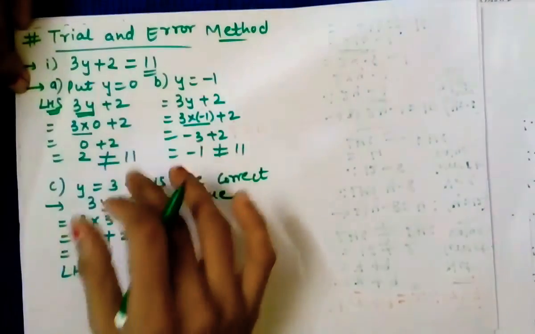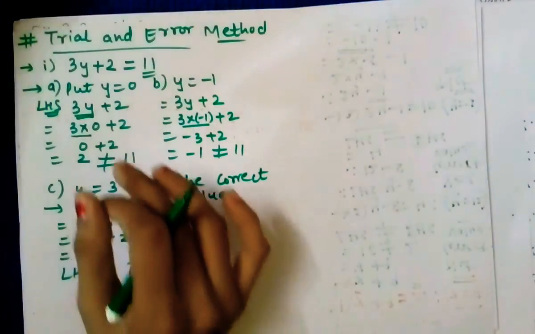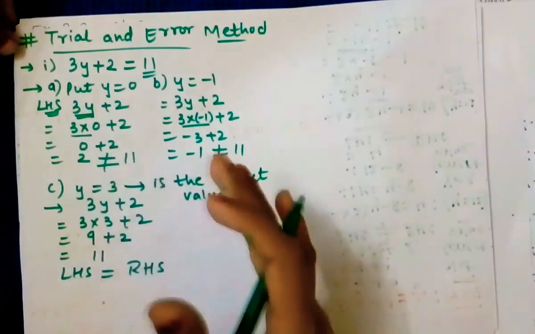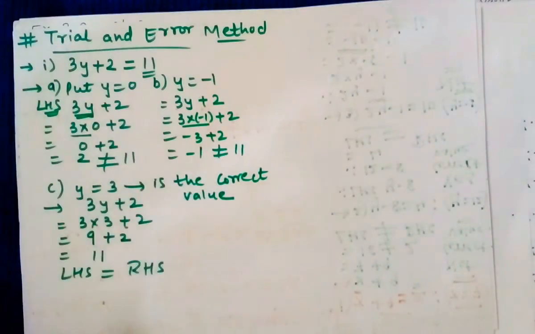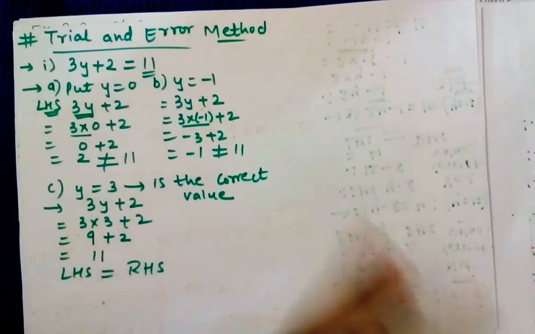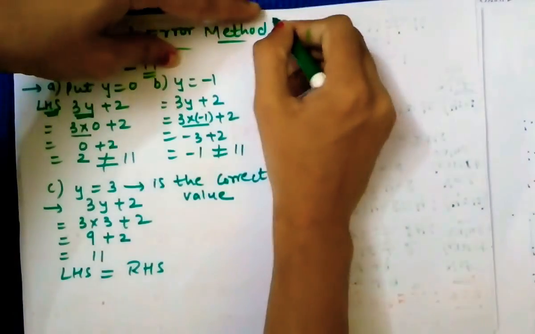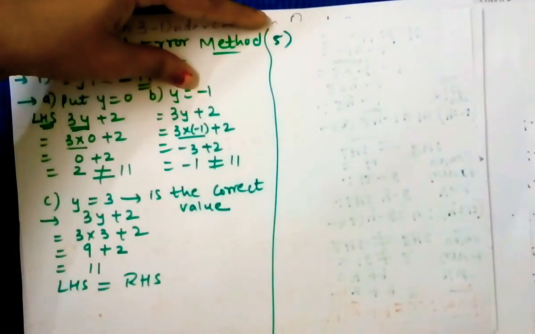So this way it is called trial and error method, because you have to take different values, try yourself, and then go on trying till you get the answer. After a few steps, you will get an idea of what we should keep so that the equation is satisfied. So this is trial and error method. We will deal with this when we do the textbook exercise. Now the last topic, that is transposing method.